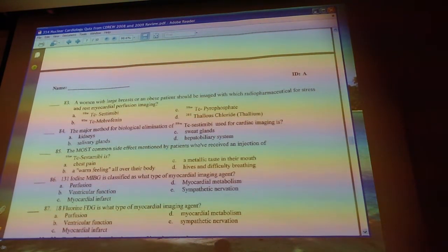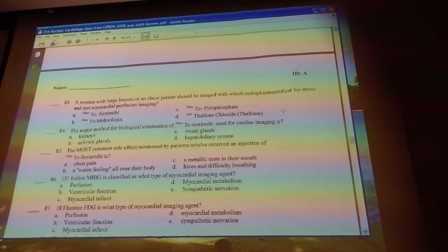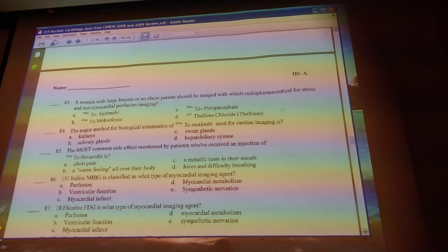Well, see, women with large breasts, okay, the best one for a rest study would be sestamibi. We don't like thallium on big patients because of what? Low energy, so attenuation. Yeah, remember, what's the energy? It's mercury X-rays, 67 keV. What do you think is going to go through a lot of tissue? 67 keV or 140 keV? 140, yeah.